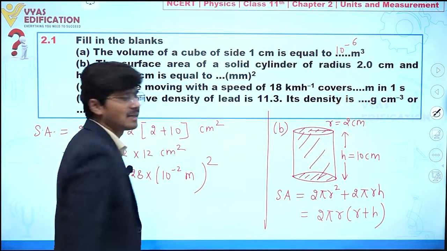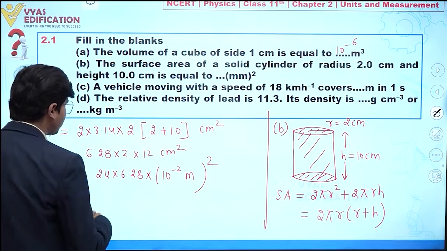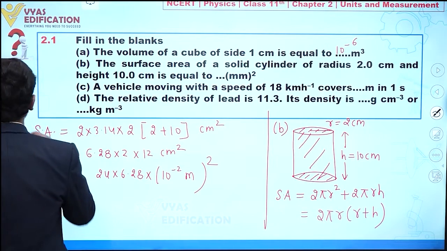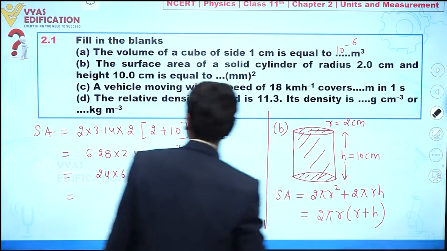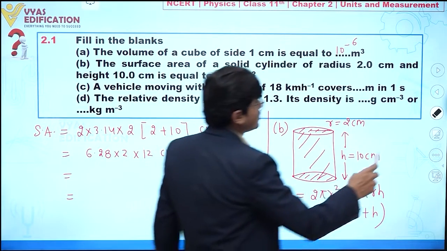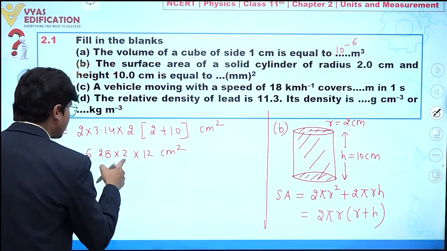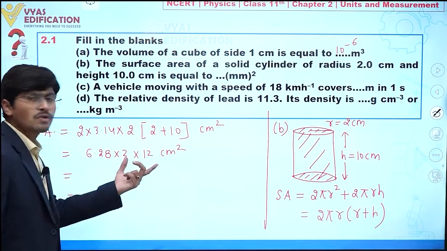This is square. Clear? So from here we can say this is equal to, if you multiply, actually you can multiply like this. First you can multiply with 12, so that the calculation always remains easy. Clear? Listen carefully. Again I am writing this line here. First you can multiply it with 2, or you can multiply 6.28 with 12.